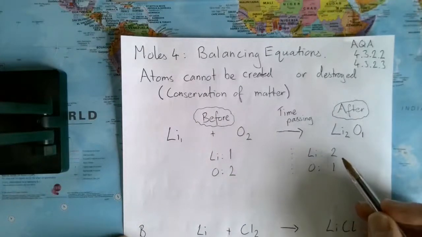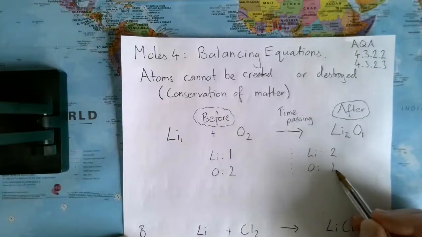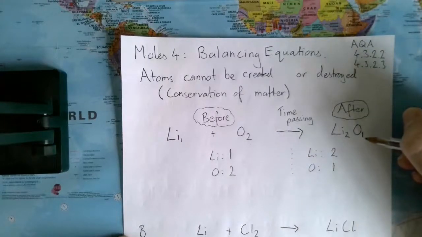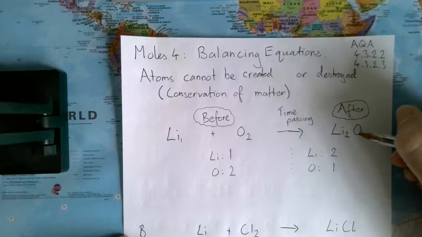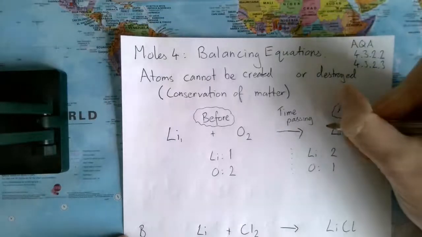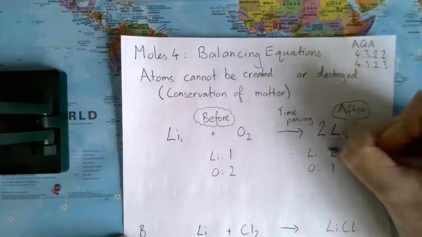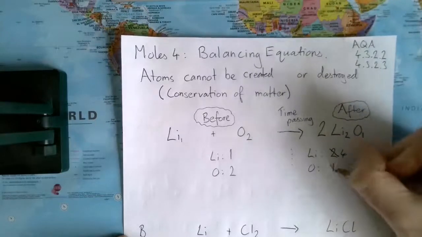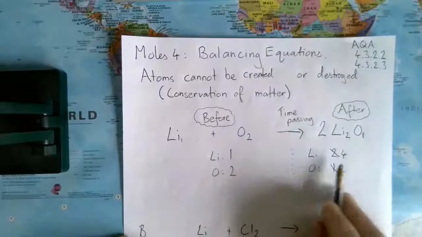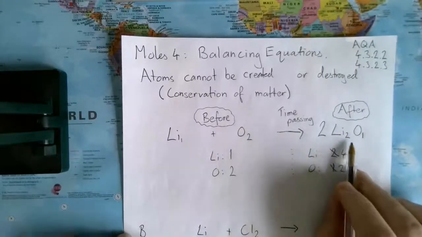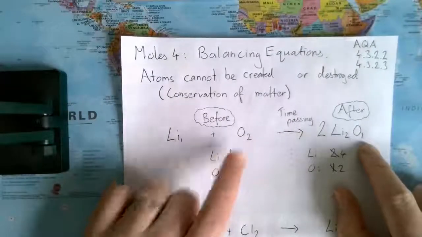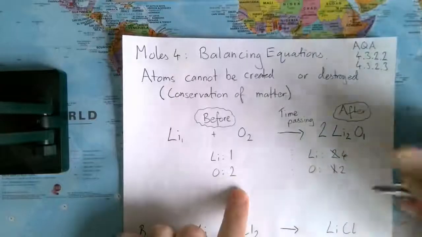I'm going to look and see, hey look, I've not got enough oxygen on the right hand side. I can't change that to a 2 because every oxygen has 2 lithiums stuck to it, so I have to change the big number. That now means there's 2 times 2, there's 4 lithiums, and 2 times 1, 2 oxygens on the right hand side in the products. There were 2 oxygens before, and so that works.